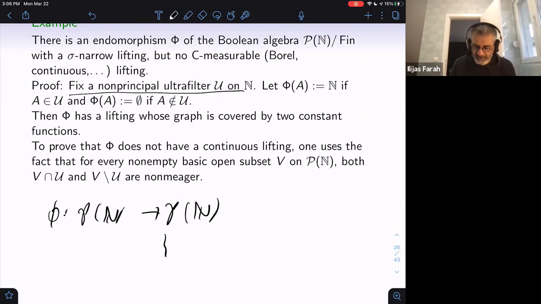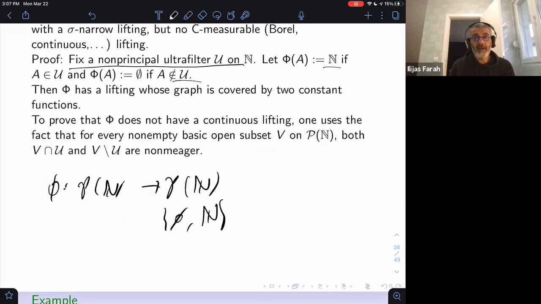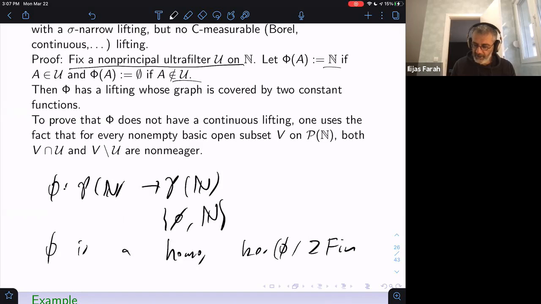Actually, the codomain is really just a two element set, the empty set and N. So we map those sets which belong to the ultrafilter to N and those which don't to the empty set. So this phi is really a homomorphism of Boolean algebras. And moreover, the kernel of phi includes the Frechet ideal.